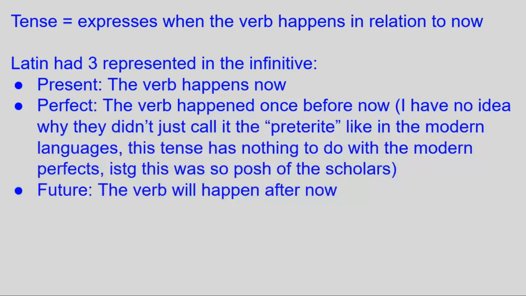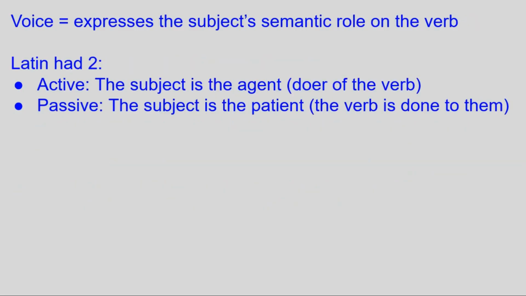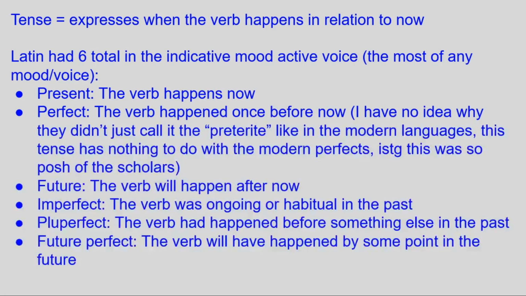So then what were the tenses? The tenses represented by the infinitive are present, perfect, meaning has happened, and future. And then they were split by voice, with some active, the subject does the verb, and some passive, the subject has the verb done to it. So yeah, 2 of each tense in the infinitive. But in the indicative mood active voice, there are actually more tenses. The imperfect, something that was ongoing or habitual in the past, the pluperfect, happened before something else in the past, and the future perfect, will have happened before something in the future.